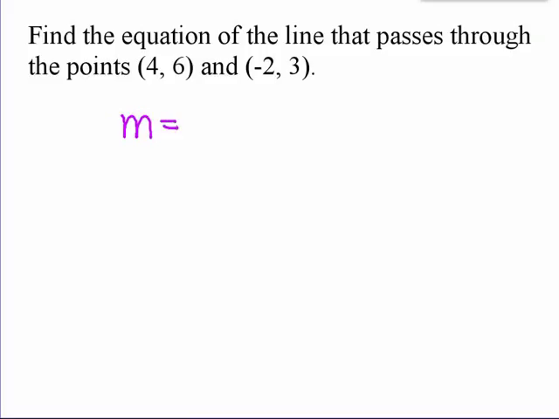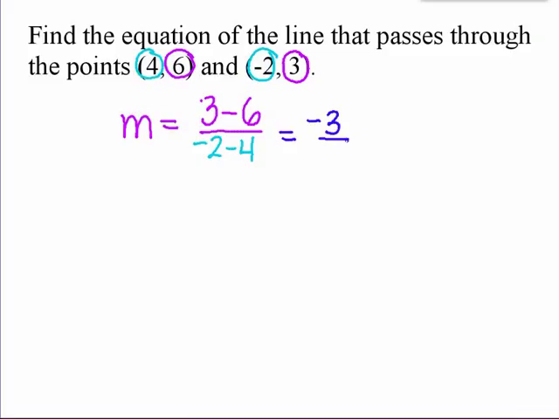We take the y minus the y. So 3 minus 6. And we're going to divide that by x minus x. So negative 2 minus 4. Why isn't it 4 minus 2? Because you started with the 3. So 3 minus 6 is what? Negative 3. Negative 2 minus 4 is negative 6. So my slope is 1/2.